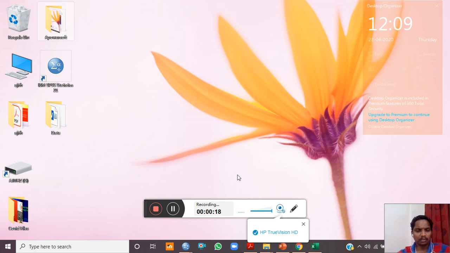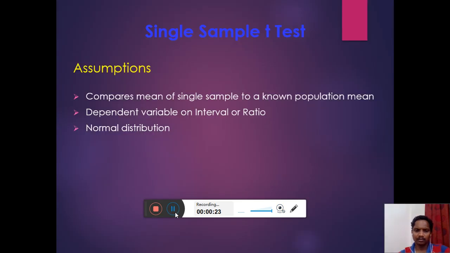Before proceeding further, let me give you a brief understanding about what is single sample t-test. In single sample t-test, we compare the sample mean of the single sample to a known population mean. For example, suppose we had conducted one study to find the teaching competency of the teachers, maybe some 10-15 years back, and the mean was found to be around 160 something.